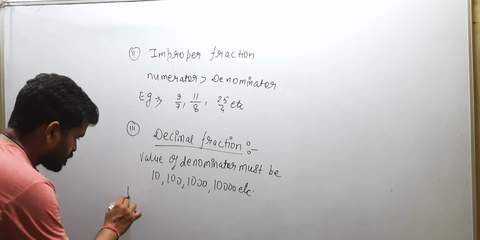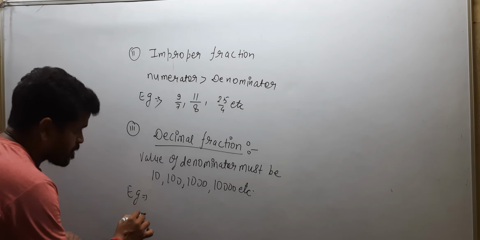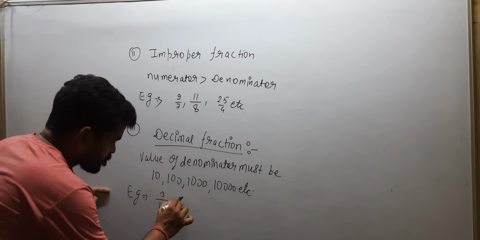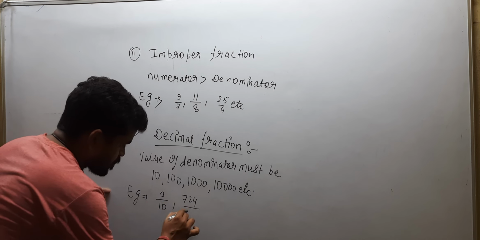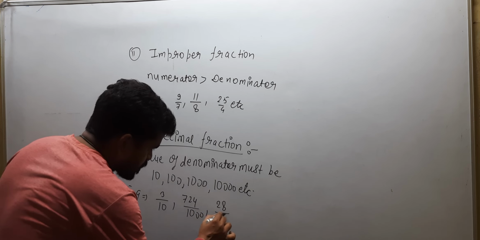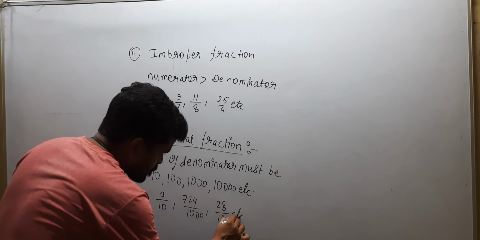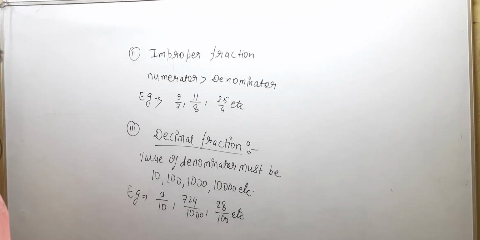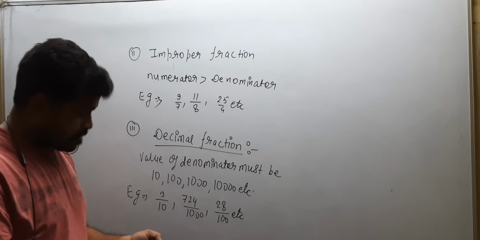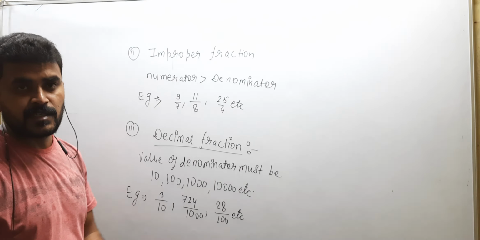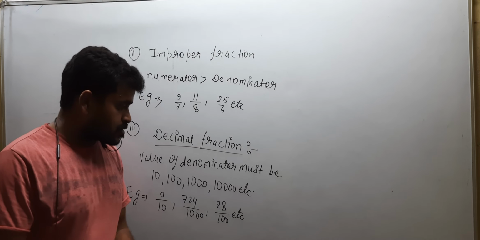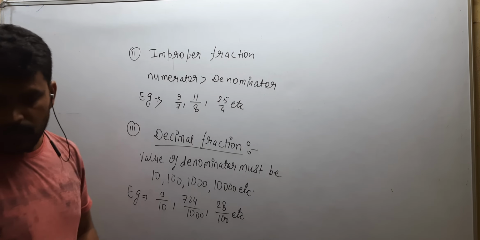Let's see some examples of decimal fractions. For example, you have written 3 upon 10, 724 upon 1000, 28 upon 100. These are examples of decimal fractions. So you have learned about the improper fraction and decimal fraction, and in the previous class we discussed the proper fraction. Now we discuss some more fractions.